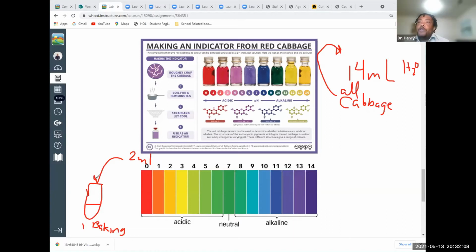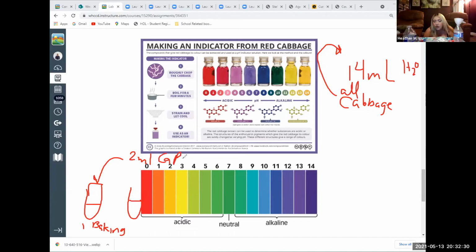Yeah, you put all of your cabbage into the water. Is that 14 mils of water? Yeah. Okay, so then you're good. You're taking 2 mils from there and putting it into your baking soda. And then you're going to take 2 mils. This is your cabbage solution. Okay, all right. Whew. Scared me.